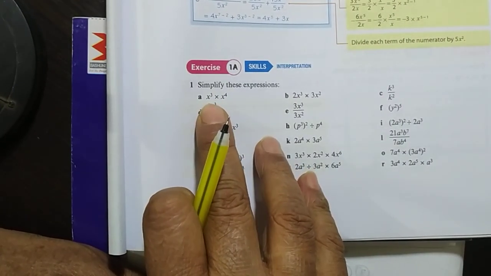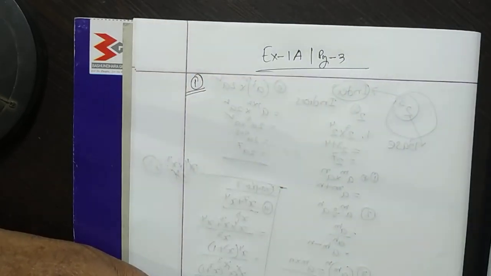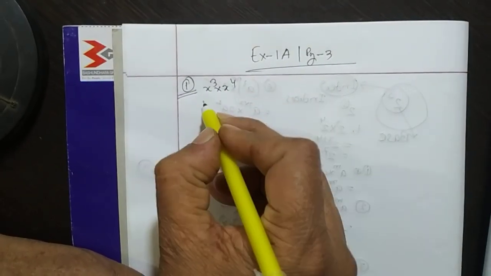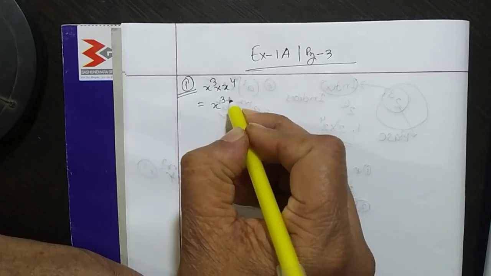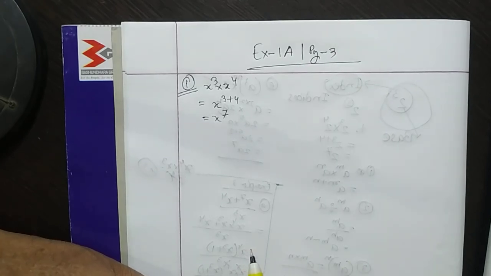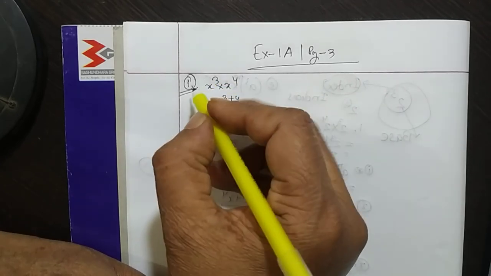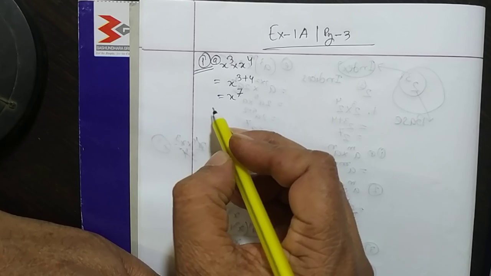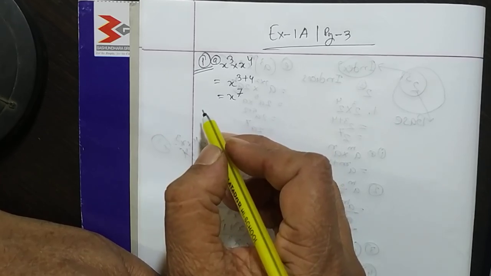Simplify this expression: x to the power of 3 multiplied by x to the power of 4. You can write x to the power of 3 plus 4, x to the power 7. This is a math using the multiplication rule. Now go to the division rule, where you have parts A, B, C.